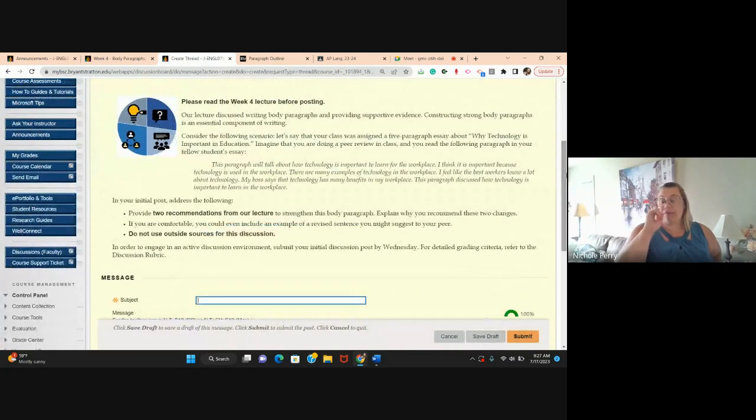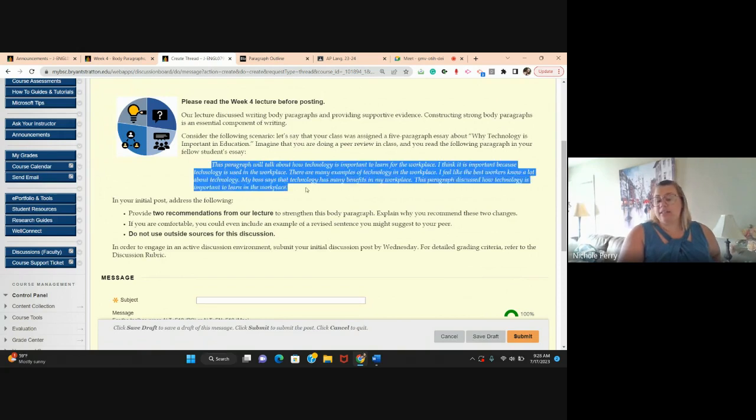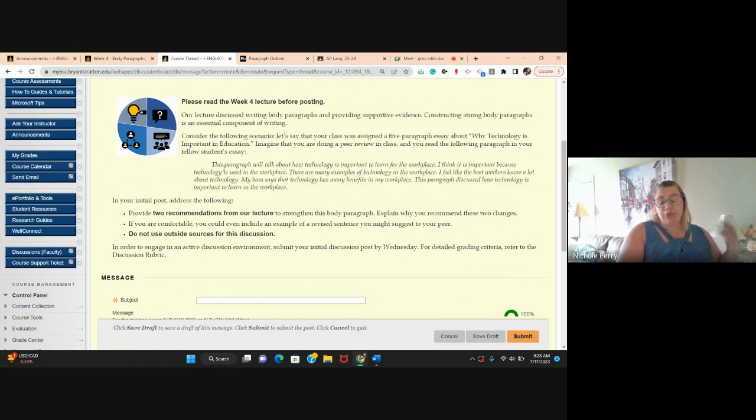It's based on the lecture talking about body paragraphs, what a strong body paragraph needs. You're looking at this paragraph, and it's an okay start, but it's missing some stuff. There are some things that could be changed, some ways that it could be made better. So, what are your 2 recommendations based on the lecture that you can do to make this better? Why is it that those changes are ones that you would recommend? How is it that it would help?